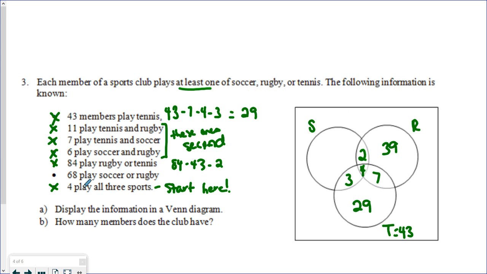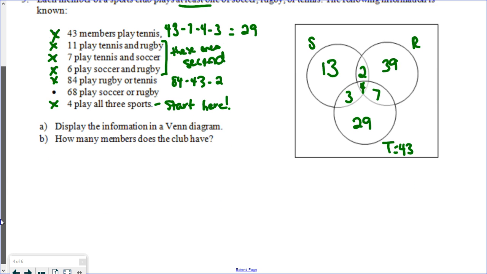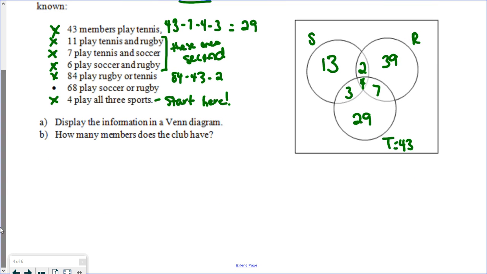And the last one we can figure out, so 68 play soccer or rugby. So we could go 68, subtract 39, subtract 2, subtract 4, subtract 7. That gets us 13 individuals that play only soccer. So that's figuring out your Venn diagram. So question B, so again, that's part A there. How many members does the club have? So you'd need to add them all up. And that's based on how the question is worded up at the top there.